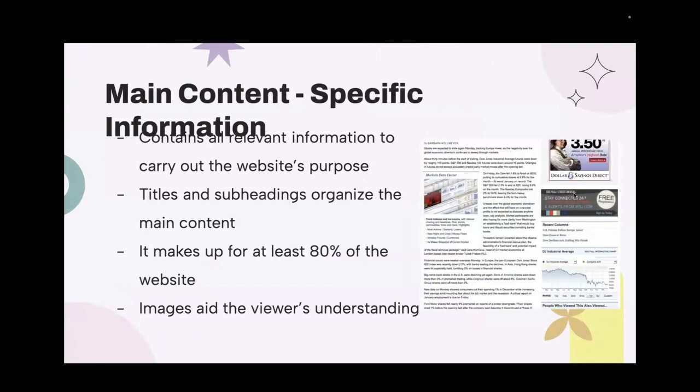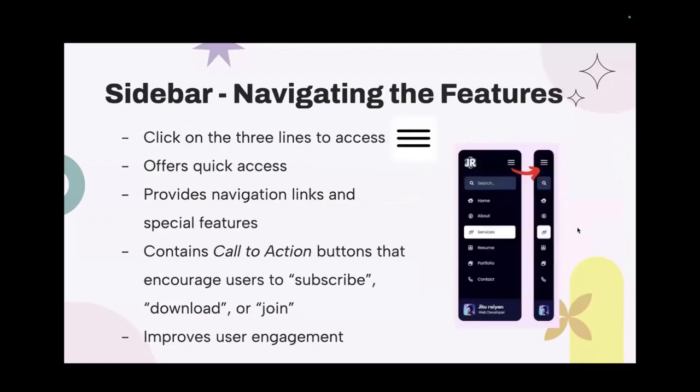The main content. This is for the specific information. So after you've made your search, if it has that option, it's going to have all the relevant information for this website's purpose. It makes up at least 80% of the website, and it usually contains images to help the viewer's understanding. The sidebar. The sidebar is usually represented by those three lines either in the top right or left.